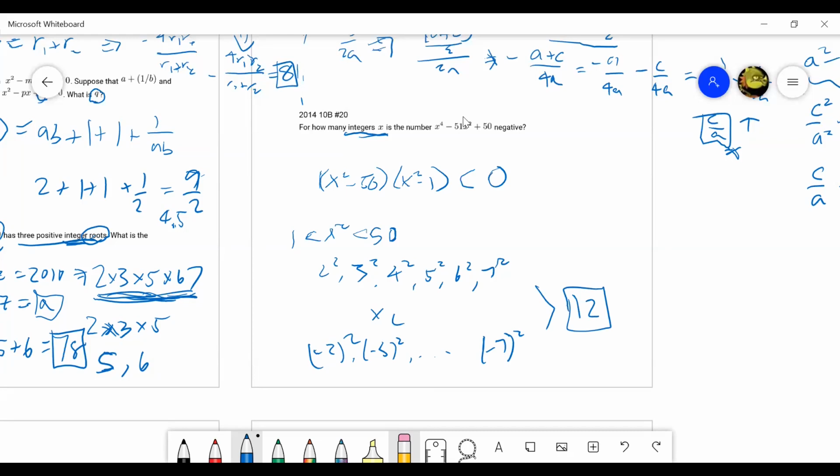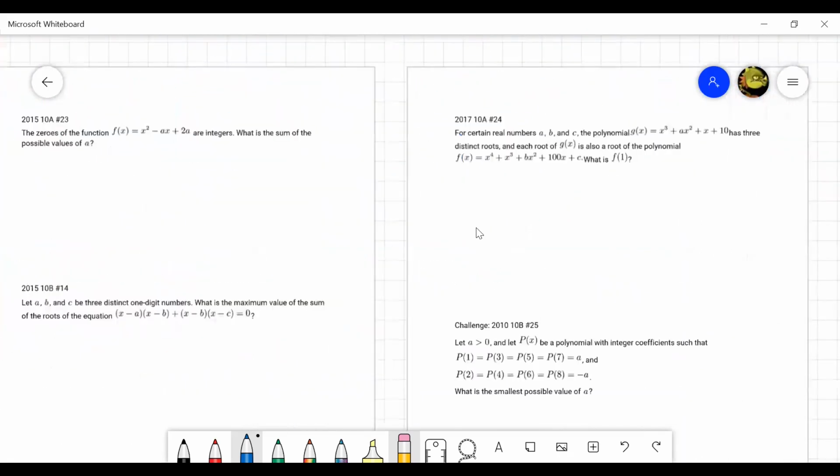So again, this problem is really just factoring. And then after that, you really just have to be careful with your negatives. And that's really it.